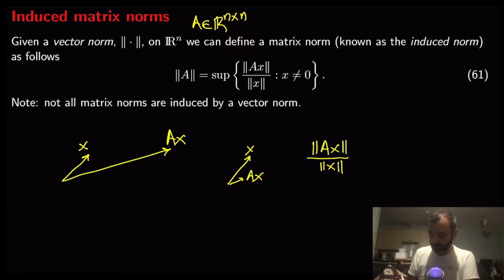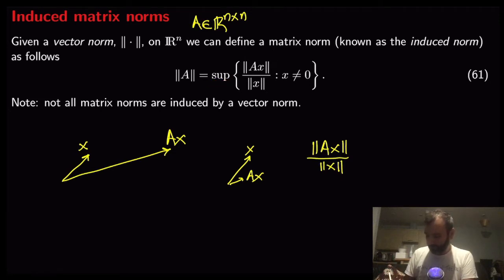So perhaps along this direction, Ax kind of magnifies, increases the length of the vector. If I take this different direction, maybe Ax shrinks the length of the vector. Ax reduces the size of the vector. So I'm asking then, what is the largest ratio I can achieve by multiplying by A? So what is the most this matrix A can do? Can it double? Can it triple? Can it quadruple my vector? So I'm looking for the maximum.